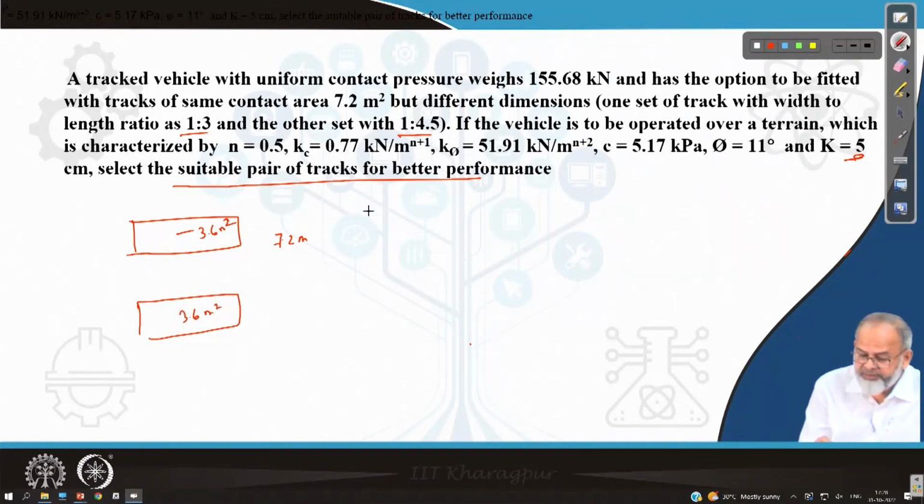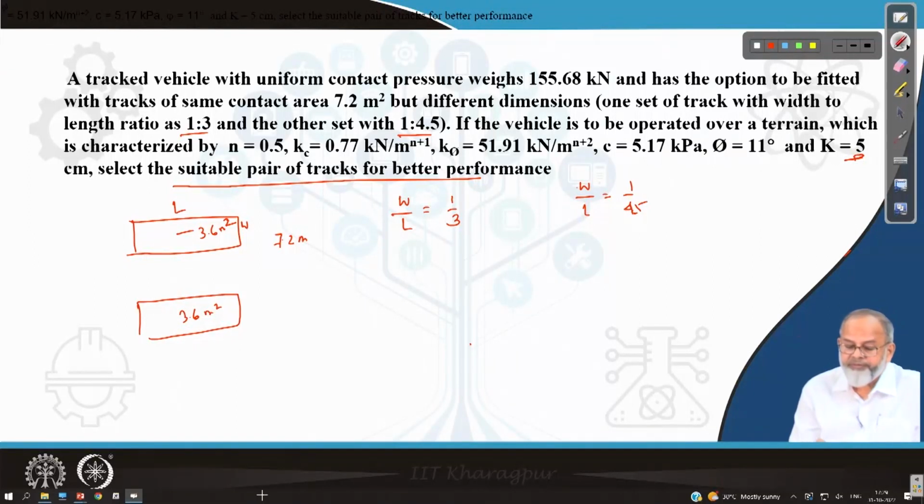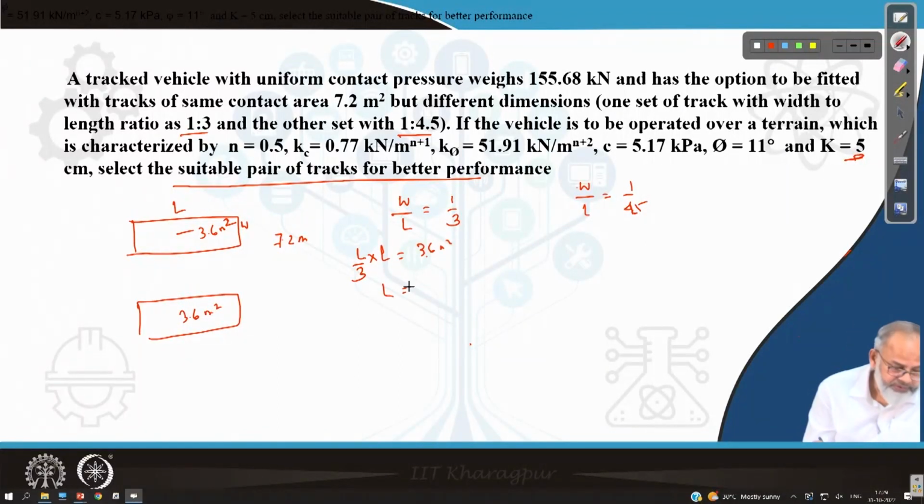But one track has a length to width ratio; if this is W and this is L, the width to length ratio in one track is 1:3, and in the other track it is 1:4.5. Now we have to find out the width. Area will be W into L, so W will be equal to L by 3. So L by 3 into L is equal to 3.6 meter square. From here we have to find out the value of L.